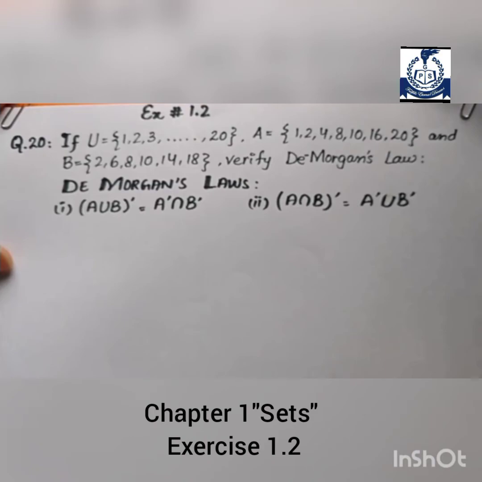Part number 2 is A intersection B whole complement equal to A complement union B complement. So in part number 2, first you have to solve the left hand side, A intersection B whole complement, then you have to solve the right hand side, which is A complement union B complement. Then you have to verify that the left hand side is equal to the right hand side. Student, I hope you can do it by yourself. This is your homework. You have to solve it by yourself.